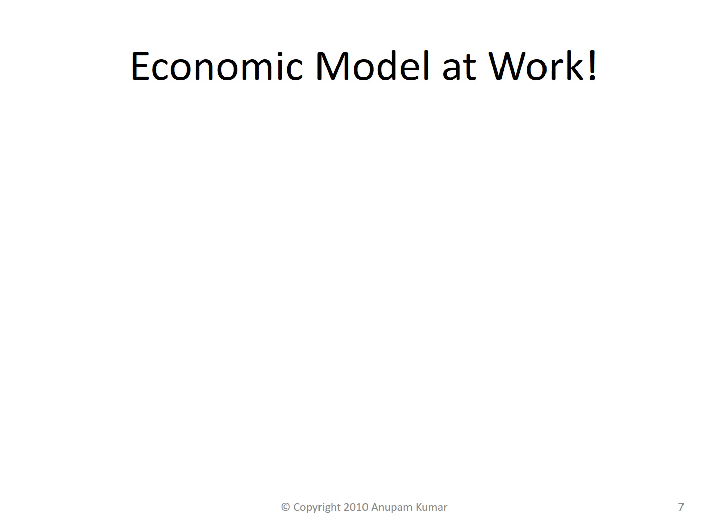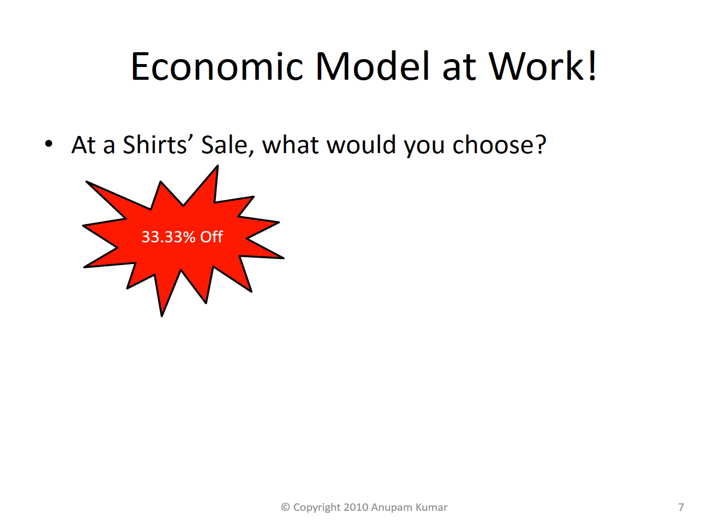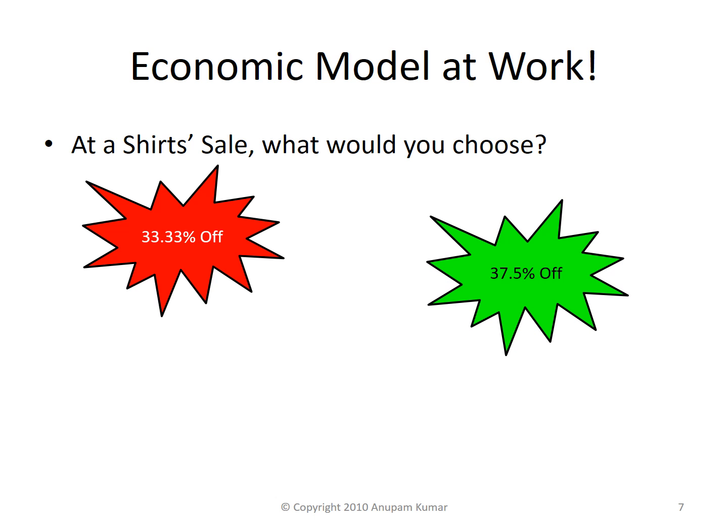Now, let us try and understand the economic model at work from yet another point of view. Let us say, for example, that you go to a shirt sale and you are given two different offers. What would you choose? The first offer may be a 33.33% off. Another offer could be a 37.5% off.